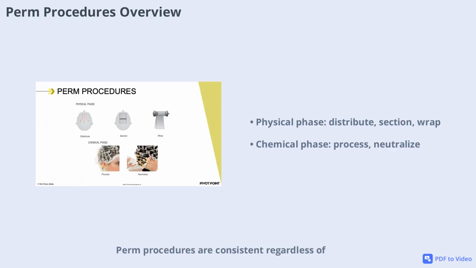Perm procedures are consistent regardless of the pattern or wrapping technique used. The process is divided into two main phases: the physical phase, which includes distributing, sectioning, and wrapping the hair, and the chemical phase, which involves processing and neutralizing. Mastering both phases ensures reliable, beautiful results every time.